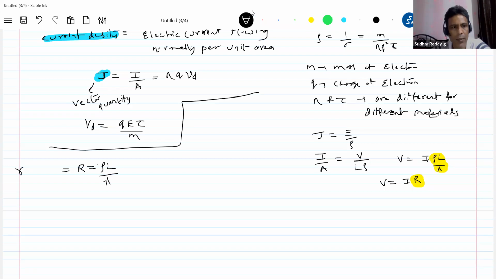This is called the resistance of a conductor. Now this resistance depends on what? What do you mean by resistance? Resistance to what? To the flow of charge. It depends on the material and the length of the conductor. If more the length, what happens? More number of collisions. If the length of conductor increases, more collisions it should undergo.